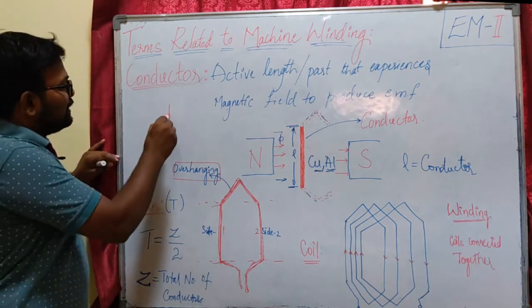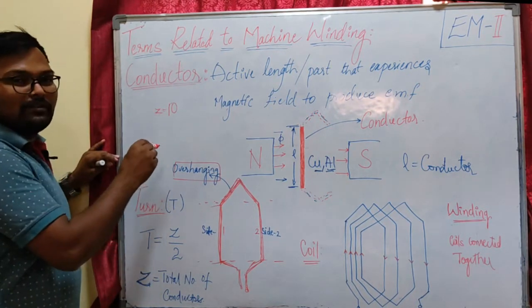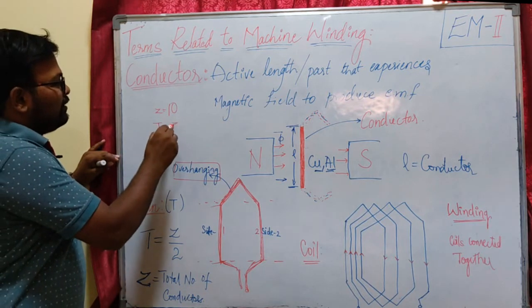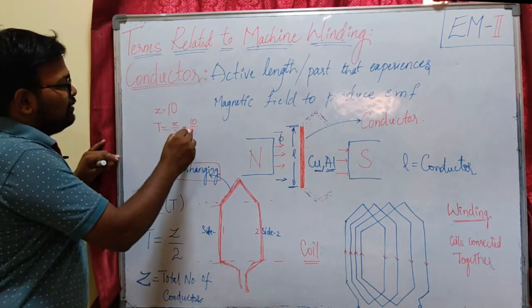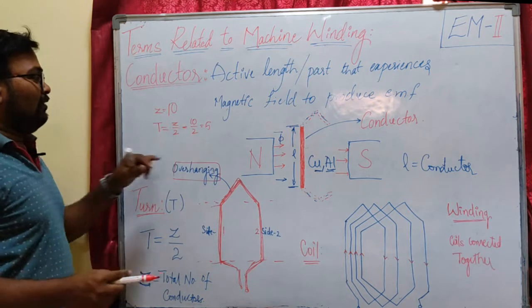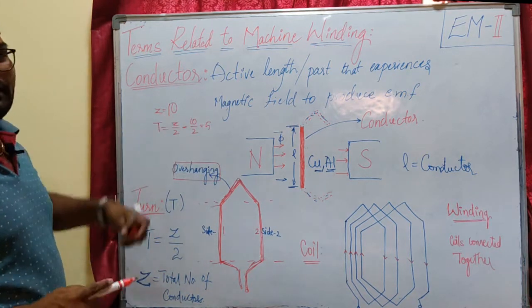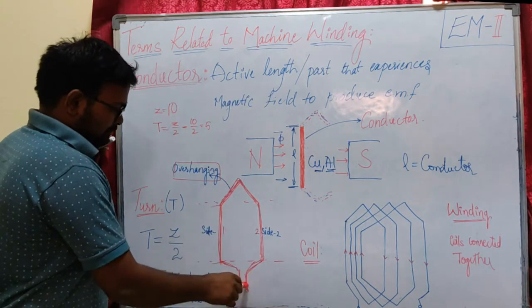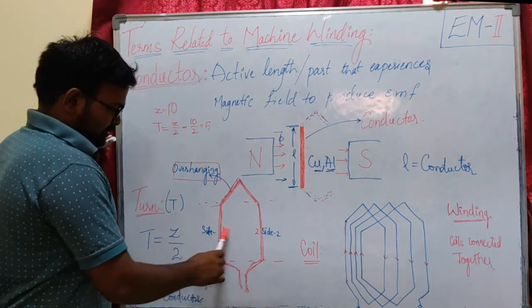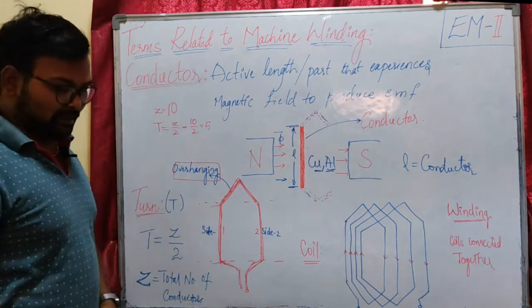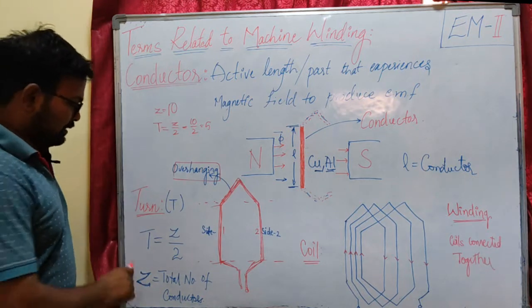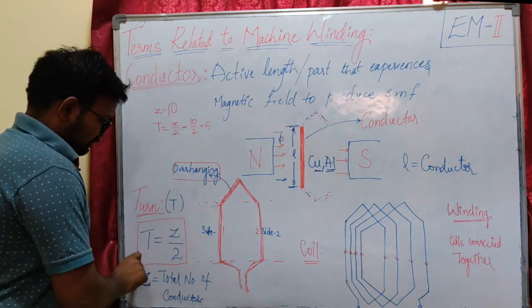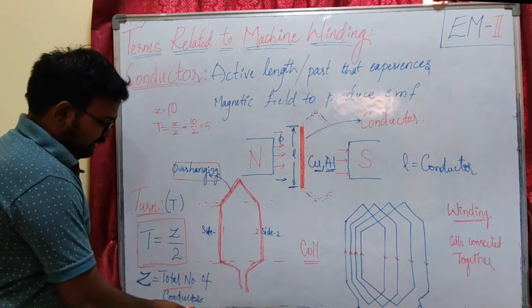So, if I have 10 conductors, the number of turns will be half of the conductors, that is 10 by 2, 5. So, I will have 5 turns if there are 10 conductors. Each conductor pair is twisted like a turn. So, this is about turn. You can see the number of turns equals Z by 2, where Z is the total number of conductors.